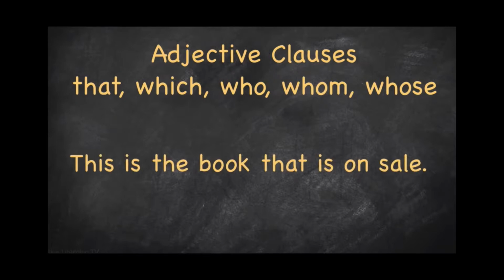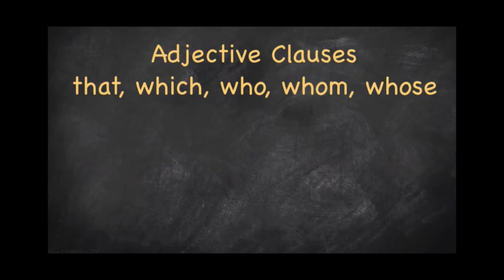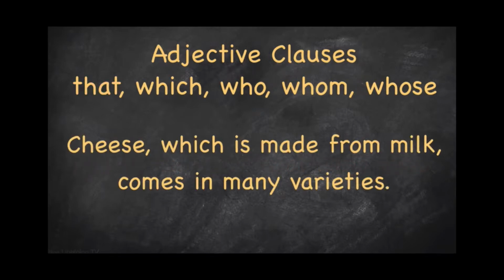This is the book that is on sale. The adjective clause, that is on sale, modifies the noun book and starts with the relative pronoun that. Cheese, which is made from milk, comes in many varieties. The adjective clause, which is made from milk, modifies the noun cheese and uses the relative pronoun which.